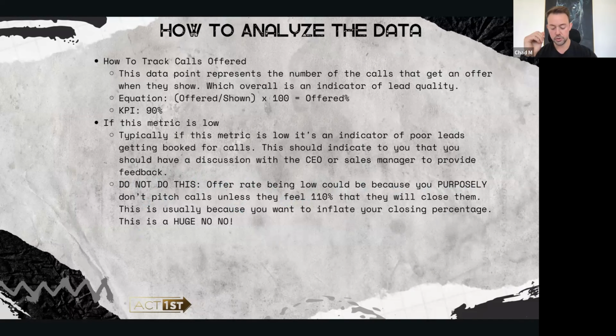So I've seen closers do this, right? Where if they don't feel with 110% certainty that they are going to close this deal, basically if they feel that this lead is a layup, they will pitch them. But if they don't feel it's a layup, they won't pitch them. Typically, these closers have low offer percentages, like 40, 50, 60%, right? And CEOs will catch on to that. And they'll be like, oh, you're only pitching calls that are layup calls. And that's why your close rate is so inflated, right? That is an absolute no-no, right?